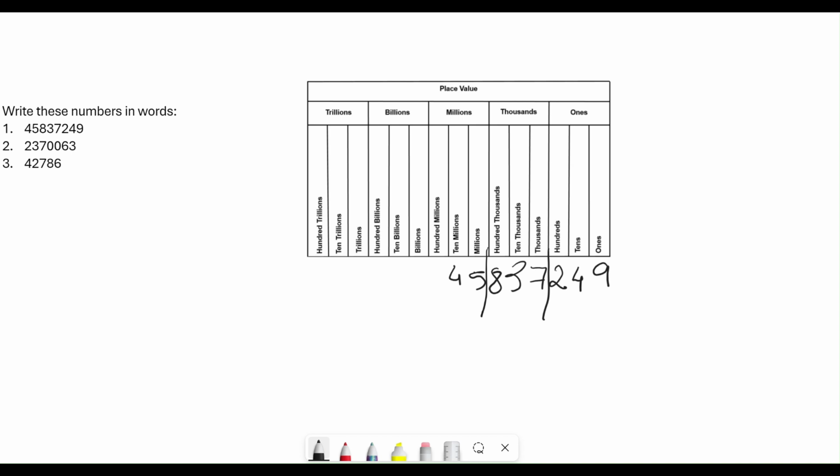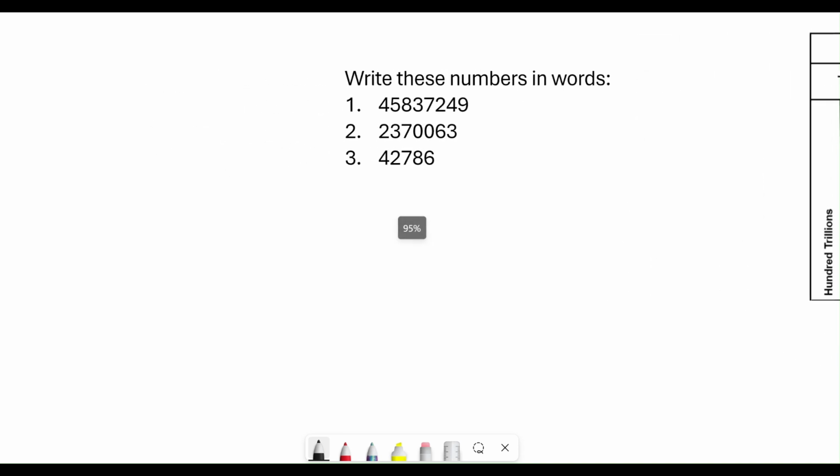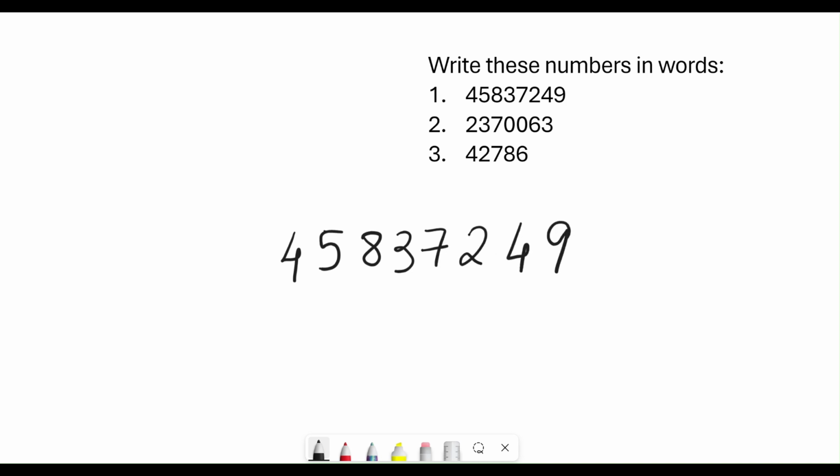I can do this using the table. But in the exam we don't have the table. So how do I do it? I write the digits 4 5 8 3 7 2 4 9. So let me just group three digits together. Start from the right side. 3 digits, put a comma here. Then 3 digits, put a comma.